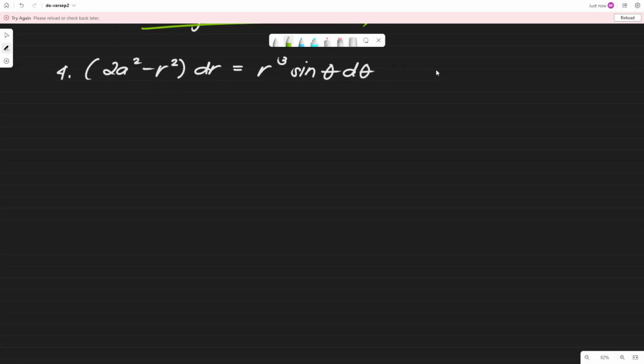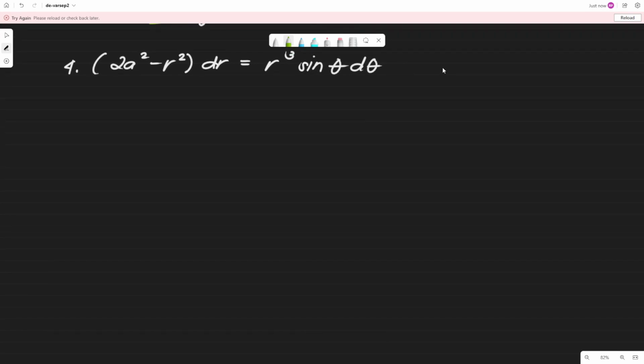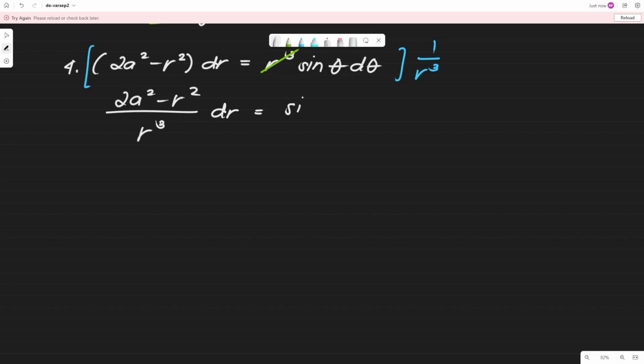Next, no, so we have here the differential equation 2a squared minus r squared dr is equal to r cubed sine theta d theta. No? So, let's evaluate. So, I can multiply 1 over r cubed kasi 'di ba r cubed does not belong to sine theta d theta. So, hindi dapat maalis natin siya dito sa side na to. So, we'll have 2a squared minus r squared all over r cubed dr is equal to ito, makakancel na yung r cubed dito. So, we'll have just sine theta d theta.